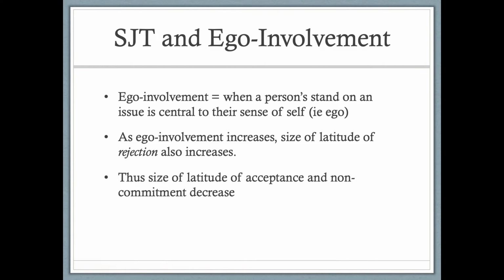Ego involvement is another aspect of social judgment theory. It's when a person's stand on an issue is central to their sense of identity or self or their ego. As their ego involvement with an issue increases, the size of the latitude of rejection also increases. Thus, the size of the latitude of acceptance and non-commitment decrease. What this means is the more a person is involved with the issue you're writing about, the harder they'll be to persuade.